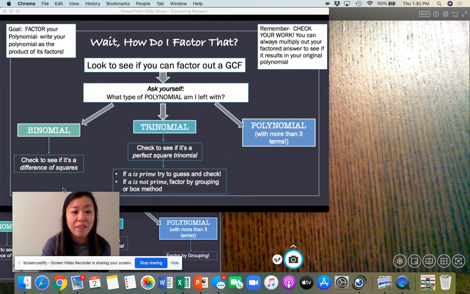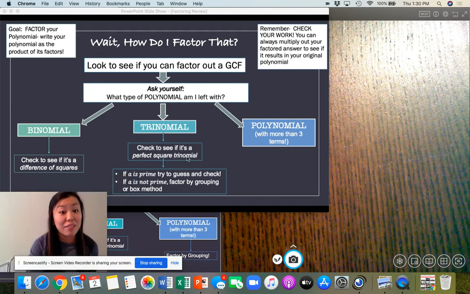All right, if it's a trinomial, you should check to see if it's a perfect square trinomial. If it is, great, you can move forward. If it's not, go through those examples that we just did. If A is prime, try to guess and check. If it's not, factor by grouping, or use the box method if you remember that from class.